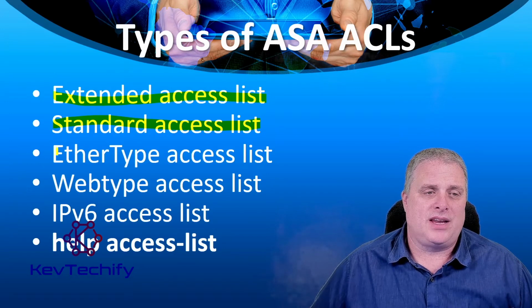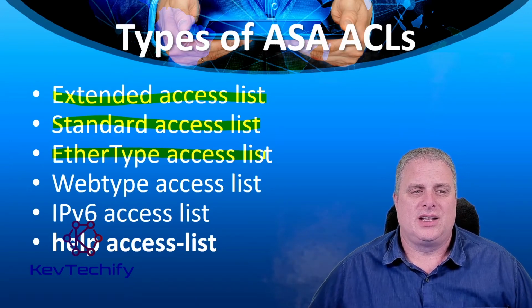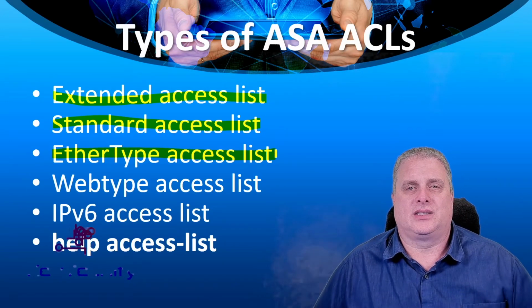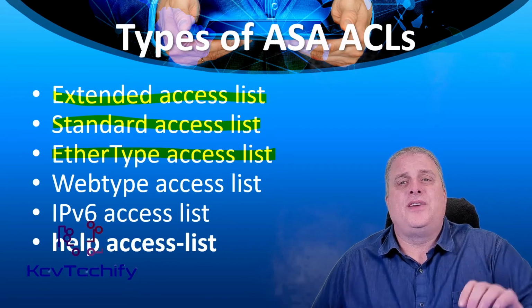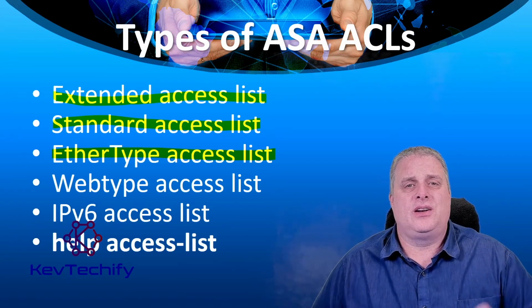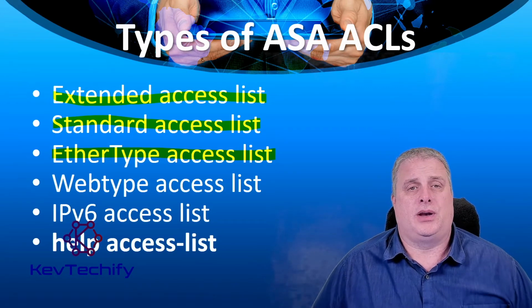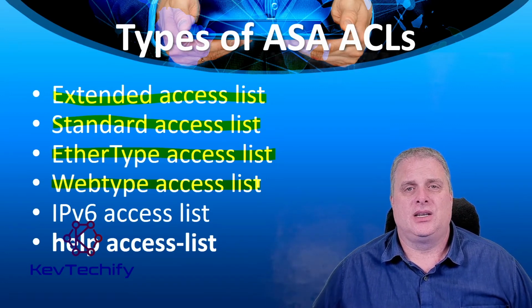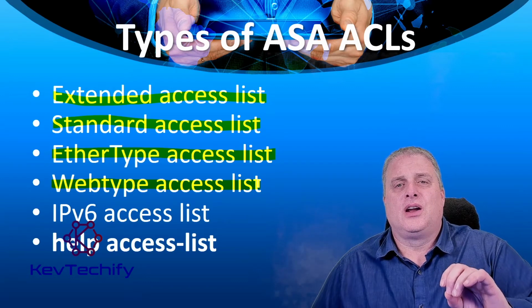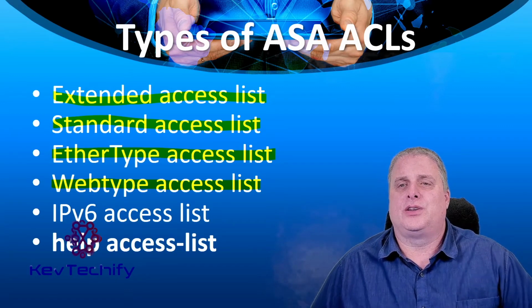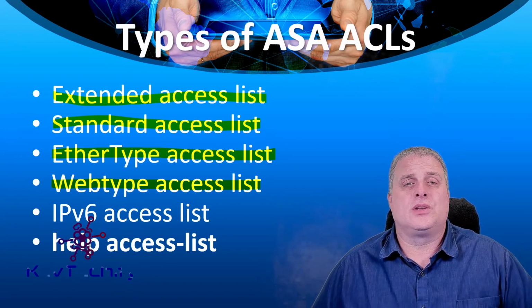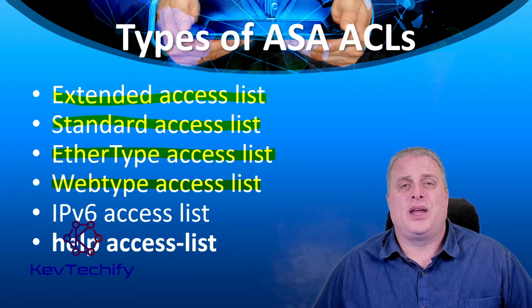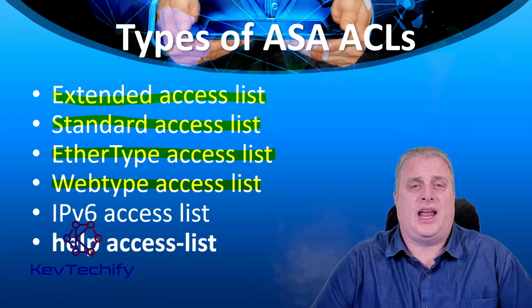The third type of ASA ACL is the EtherType access list. Now, this can be configured only if the security appliance is running in transparent mode. The fourth type here is web type access list, and this is used to filter for clientless SSL VPN traffic. These access control lists can deny access based on URLs or destination addresses.